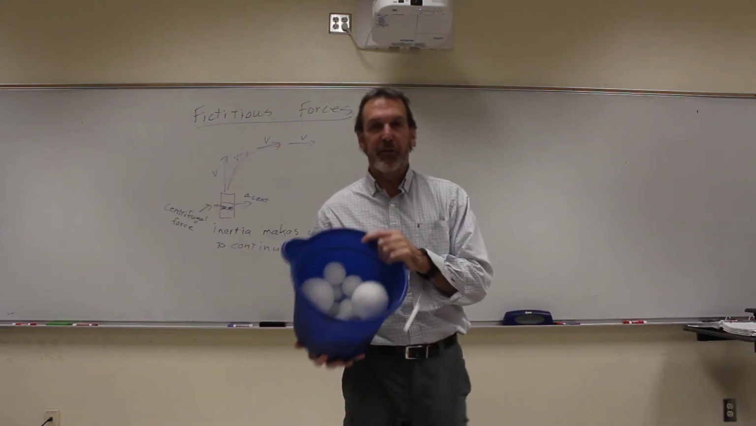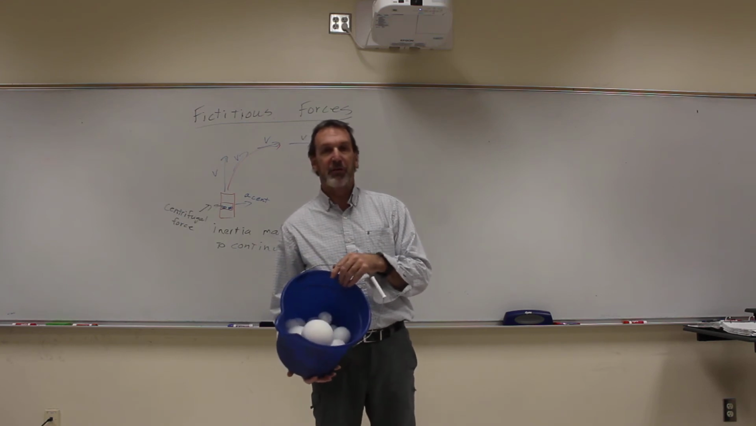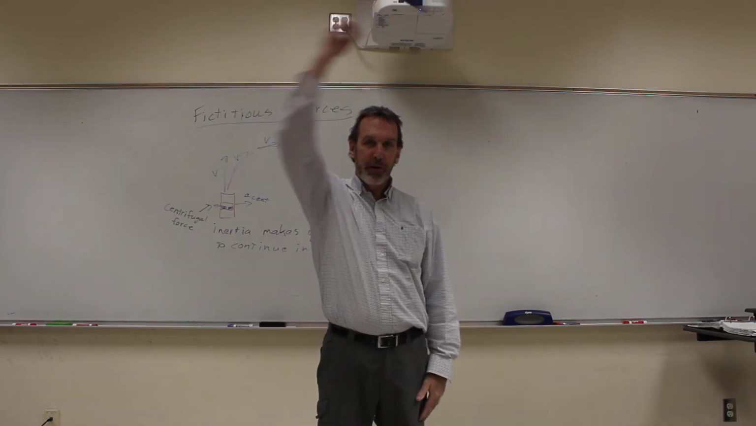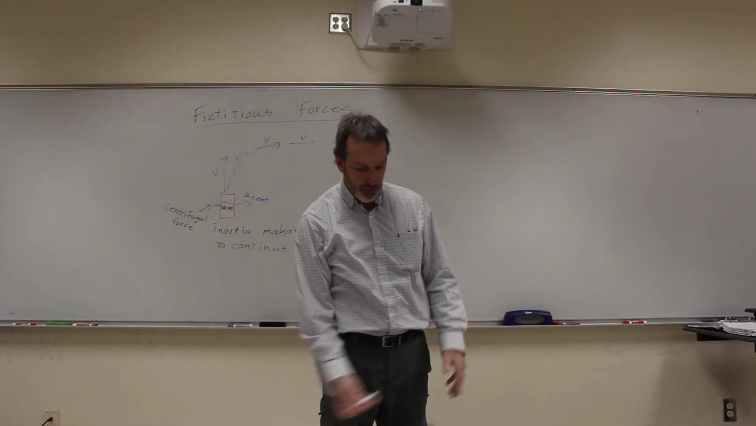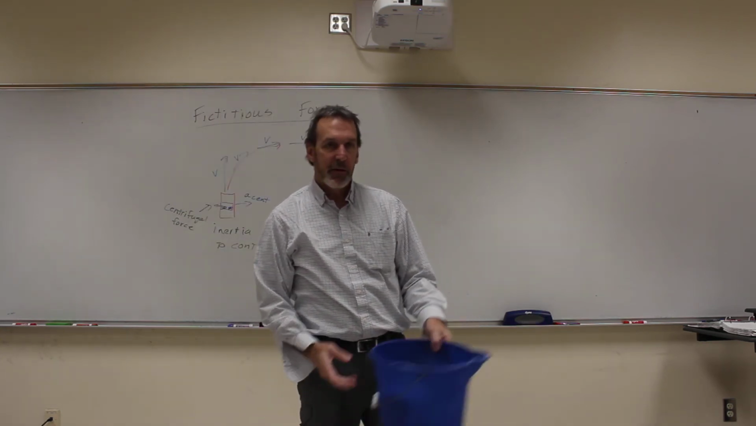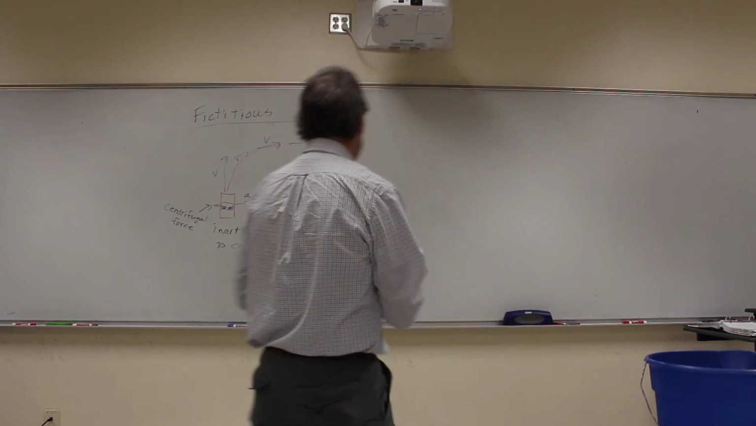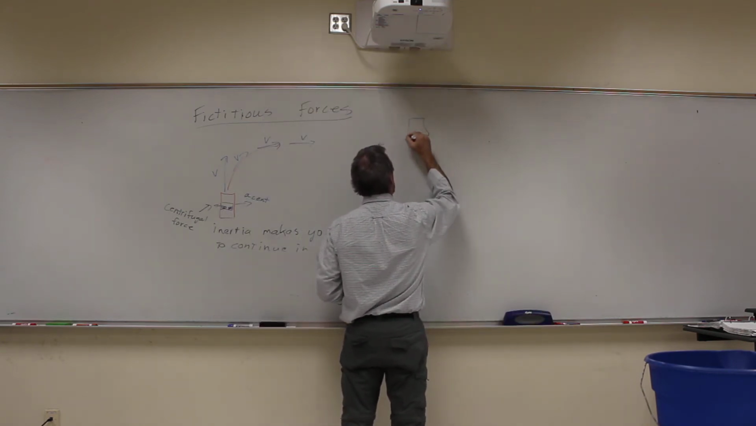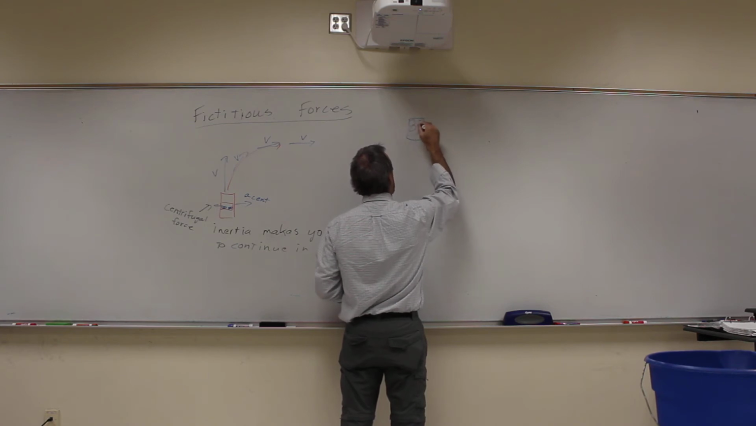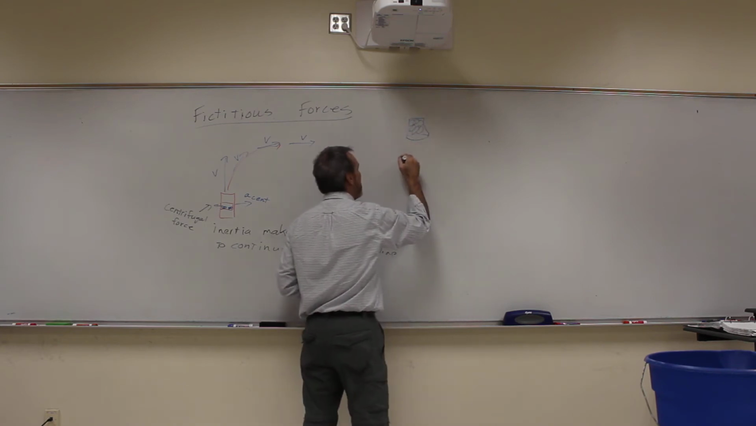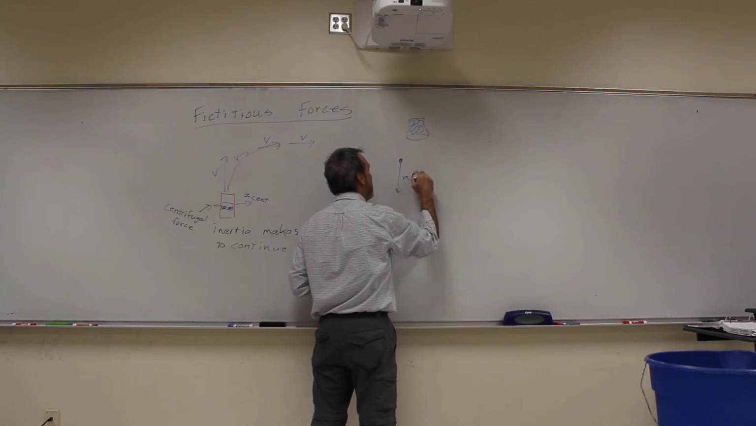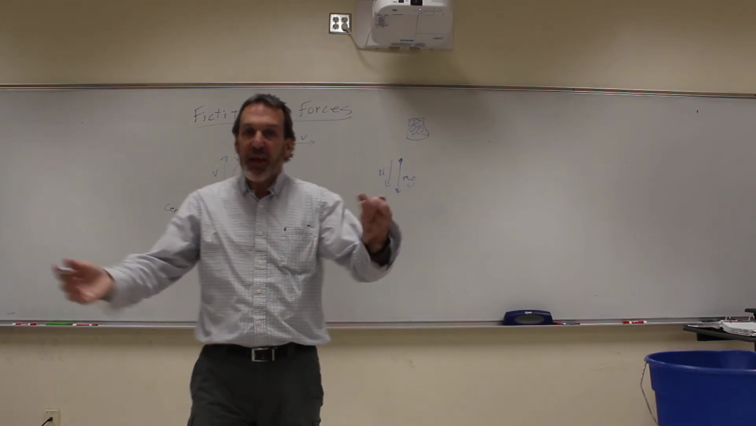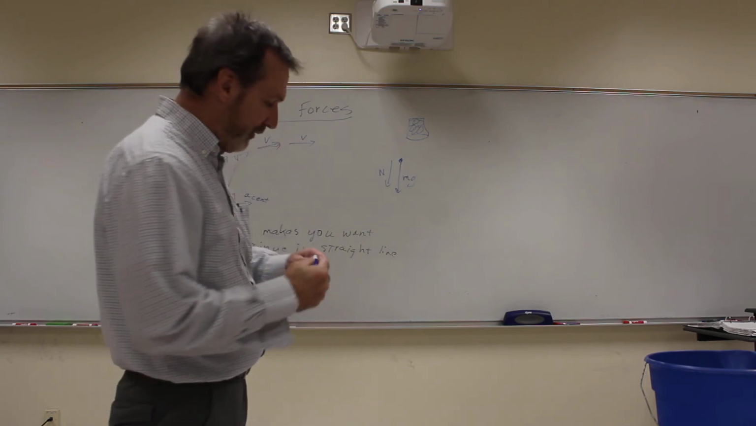For example, here is a bucket with a bunch of styrofoam balls in it. When I spin this over my head like this, the balls don't fall out. But if I was going to draw a free body diagram on the balls when they're at the top, so here's my bucket, and the balls are in here, the free body diagram on that ball has gravity going down and the normal force from the bucket going down. There's nothing holding those in the bucket.